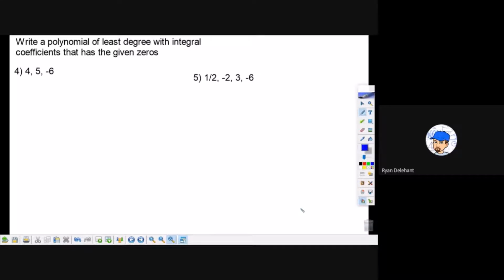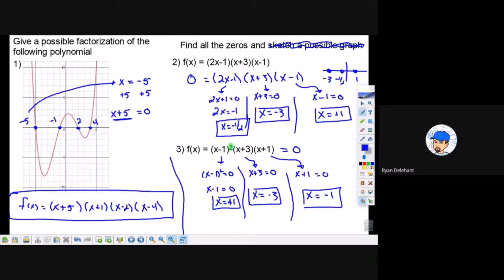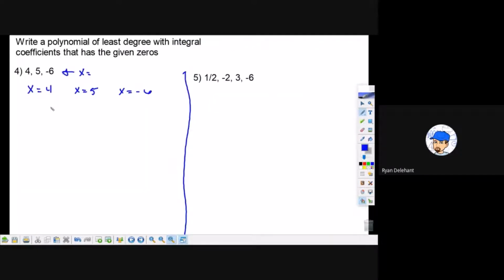Write a polynomial of least degree with these zeros. Now with this, we're probably going to be expected to multiply these things out. So this list, these are my x equals numbers. So that means I know I have a 0 at x equals 4, x equals 5, and x equals negative 6. The first step of this is to get it into its factored form, which is what we had right here with these parentheses, meaning I've got to work this so I get 0 on the outside to figure out what goes back in the parentheses.